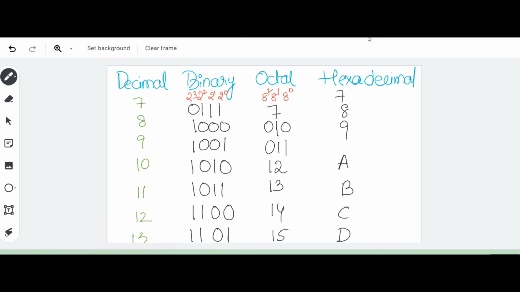Okay, so that is all about binary, decimal, octal and hexadecimal. I hope you understood it, and in the next video we will further learn about the conversions of these.